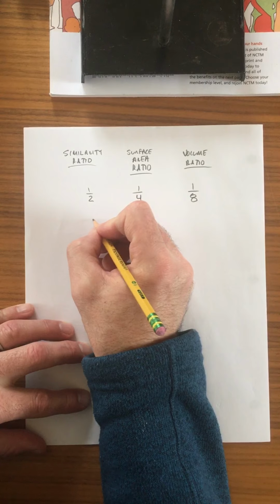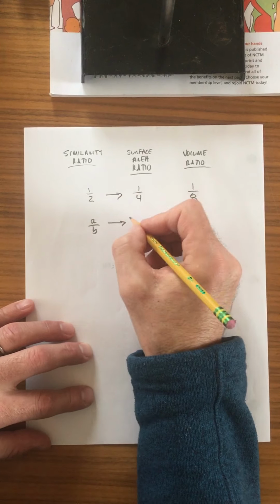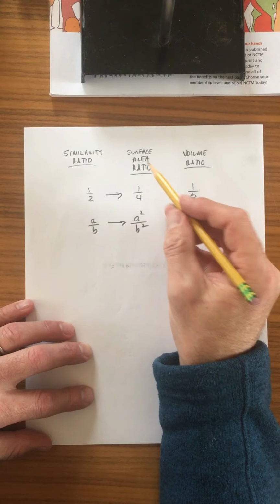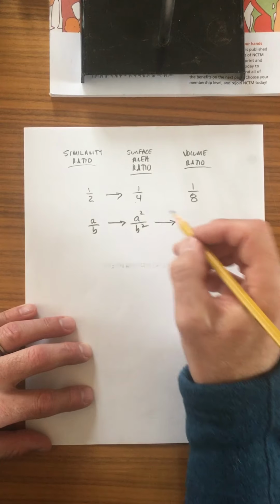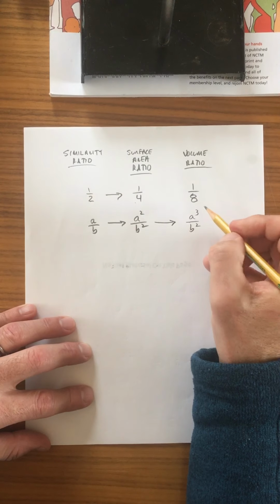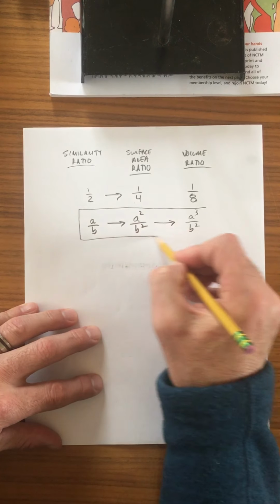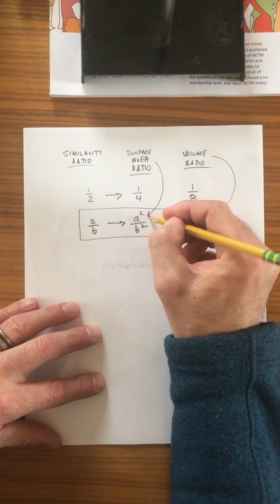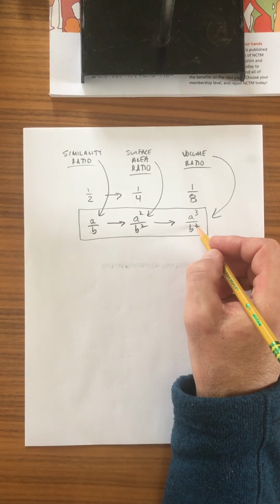Now, here's what happens. If the similarity ratio is A over B, it turns out that if you take A squared over B squared, you get the surface area ratio, because 2 squared is 4. And if you do A cubed over B cubed, that's the volume ratio. 2 to the 3rd power is 8. So there are the relationships between similarity, surface area, and volume.